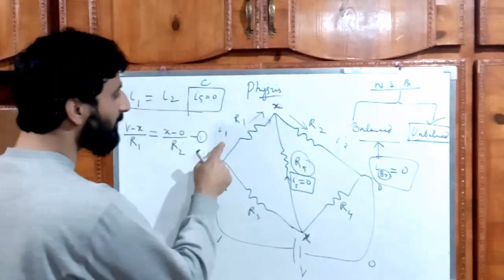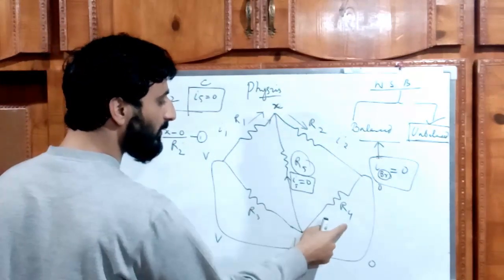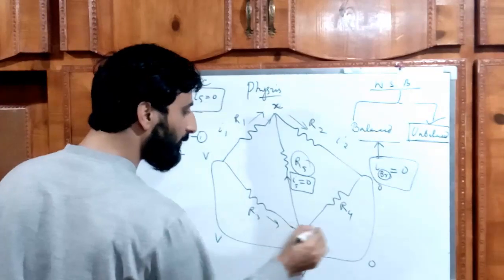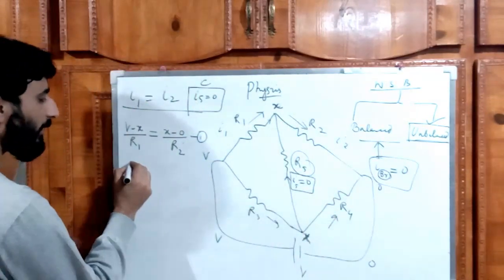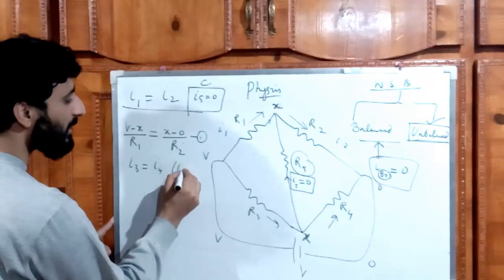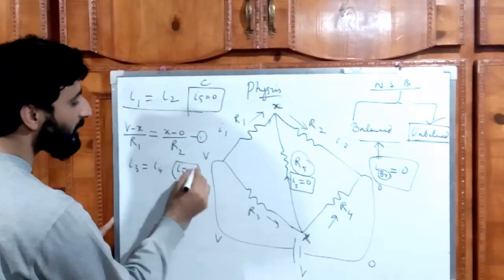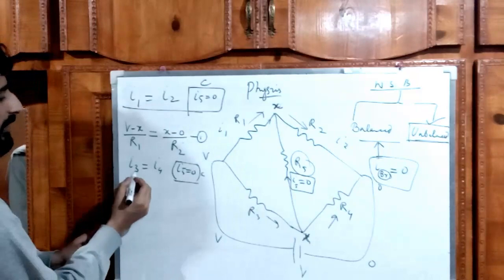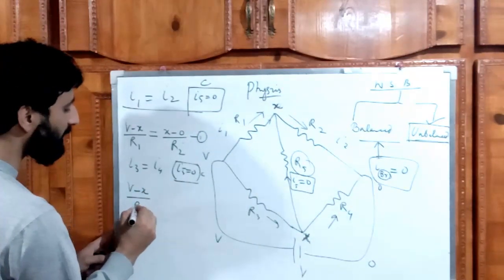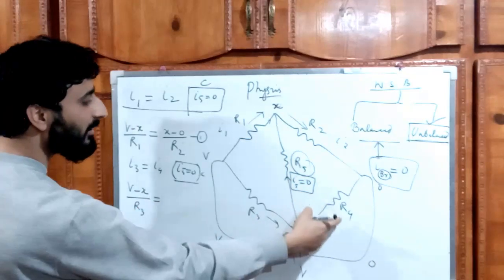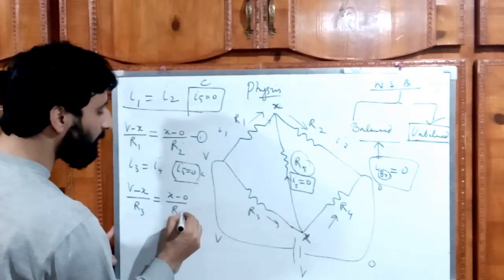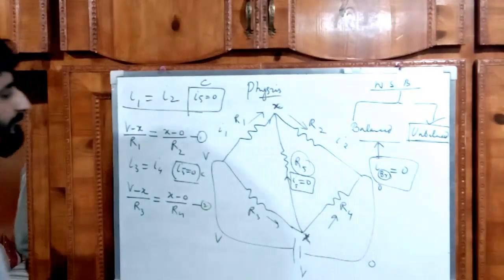Now let's take R3 and R4. No current is flowing through this R5. The current flowing through R3 will be equal to the current flowing through R4. So I can say I3 will be equal to I4. Why? Because I5 is equal to 0. Again, same condition. So I3 will be equal to (V minus X) by R3, equal to I4, which is (X minus 0) over R4. This is the second equation.